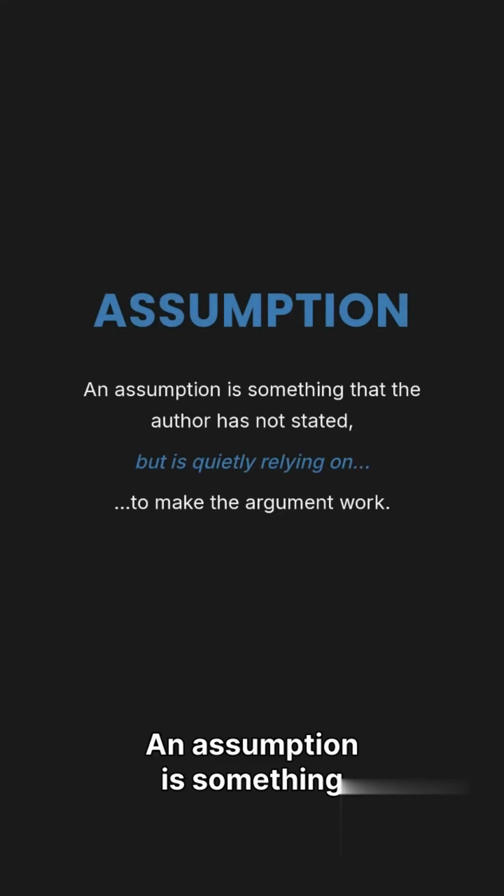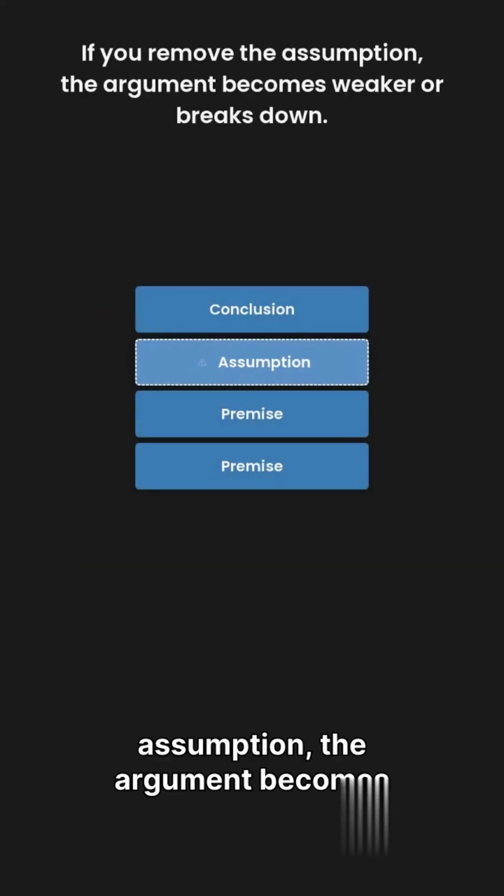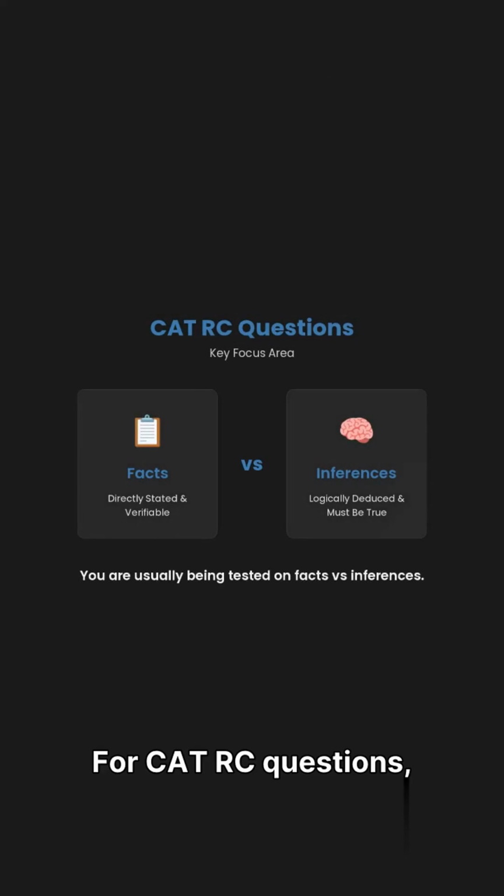Assumption. An assumption is something that the author has not stated, but is quietly relying on to make the argument work. If you remove the assumption, the argument becomes weaker or breaks down. For CAT RC questions, you are usually being tested on facts versus inferences. Assumptions are more common in critical reasoning, but the ideas overlap.